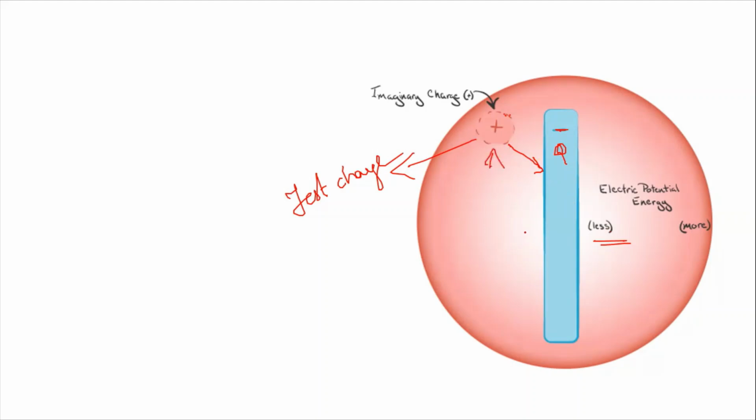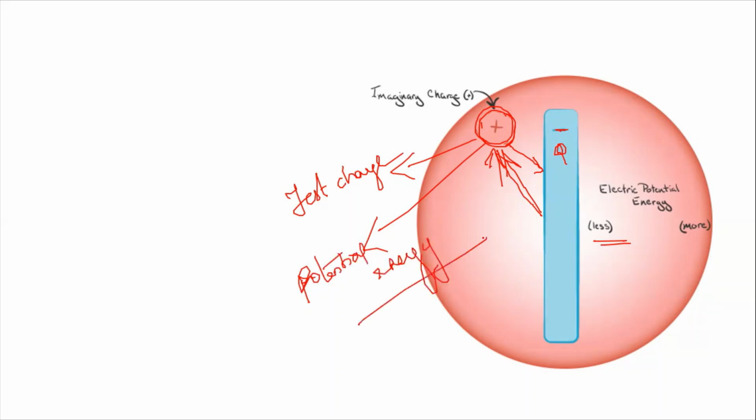So what should I do? I should exert energy in the direction opposite to the pull of the negative charge, such that this imaginary test charge stays in this place. That energy is stored in the form of potential energy. Energy in the stored form is called potential energy.